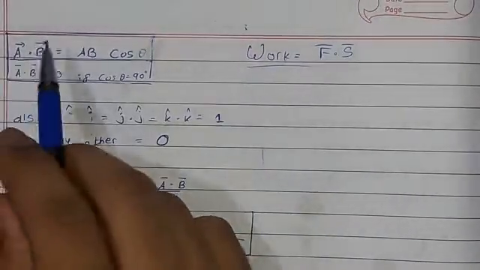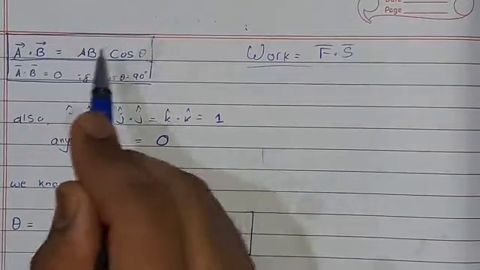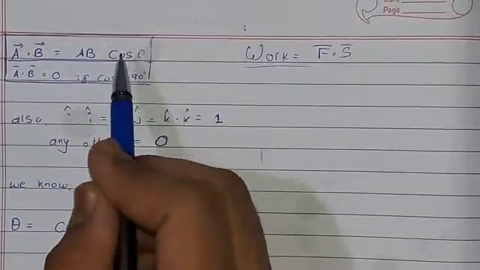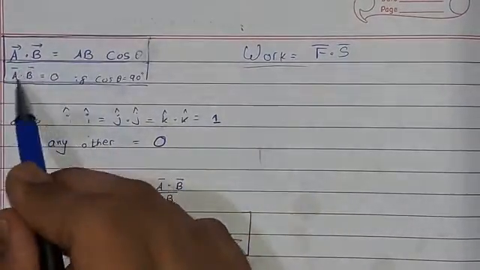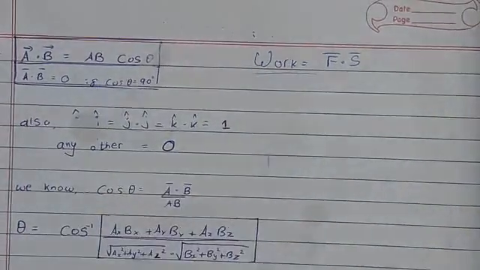If A bar and B bar are any two vectors, then A bar dot B bar equals AB cos theta. A and B are the magnitudes of the vectors, A B into cos theta, where theta is the angle between the vectors. And A bar dot B bar is equal to 0 if theta is 90 degrees, which is so basic.